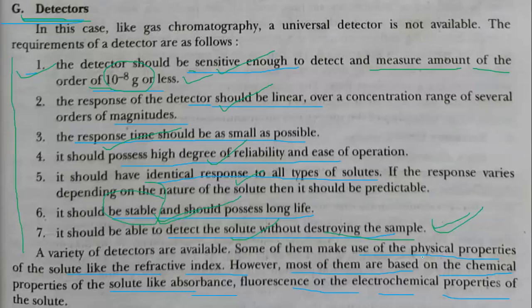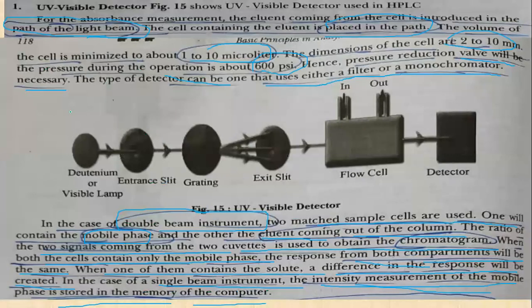A variety of detectors are available. Some of them make use of physical properties, like refractive index, which we can use for detection purposes. However, most of them are based on the chemical properties of the solute, like absorbance, then fluorescence, and some electrochemical properties are also used for the detection of the component.